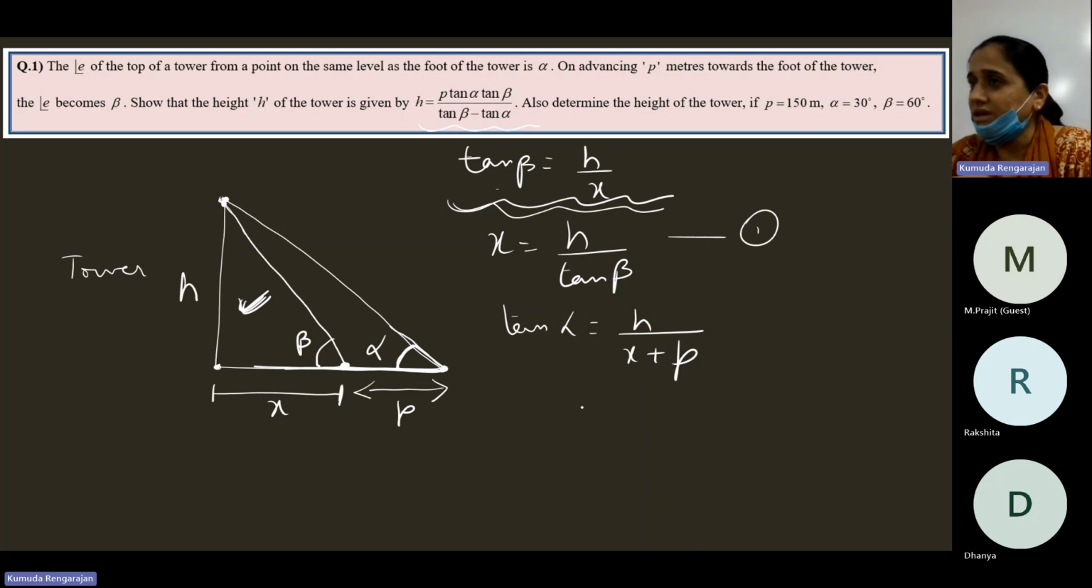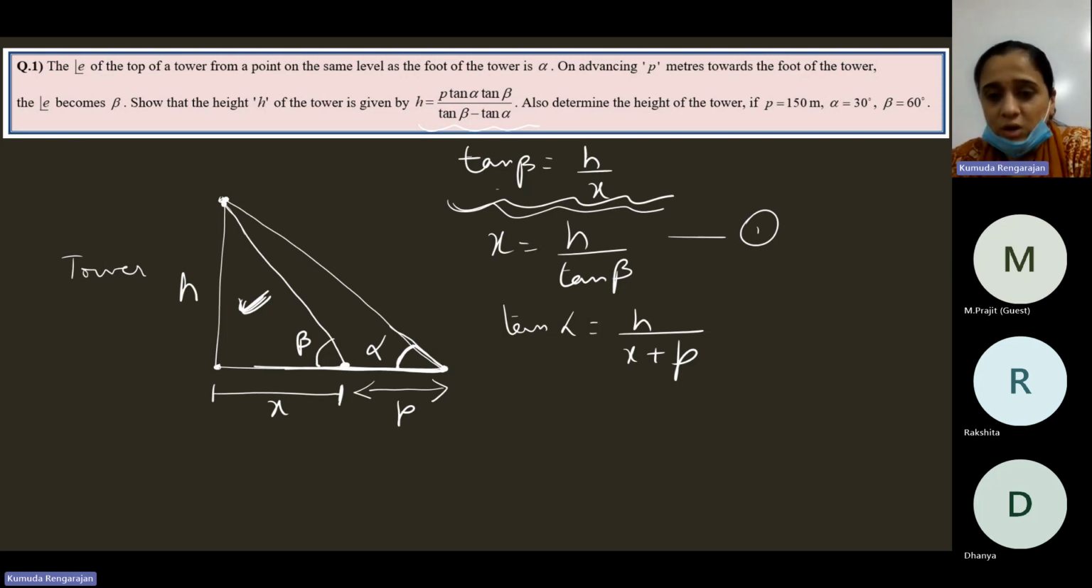See, now what we're going to do in the next step is that we have another equation, right? From the other triangle, we have only two triangles. We've applied the trigonometric ratios in the two triangles. That's it. Now with these two, you have to get the result.